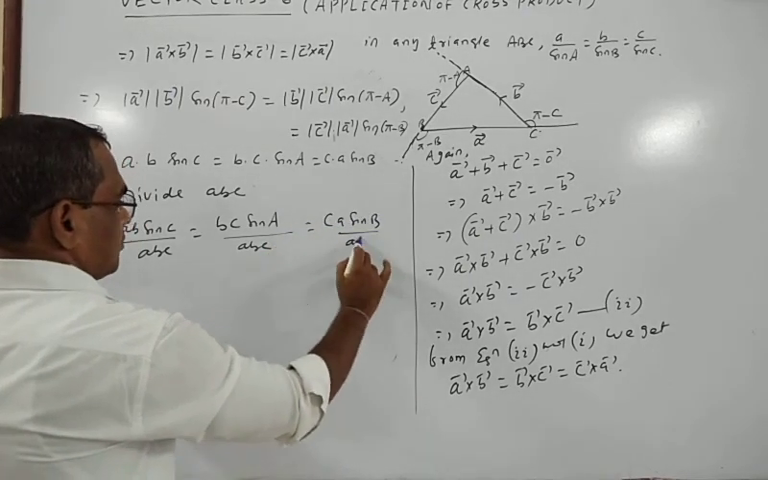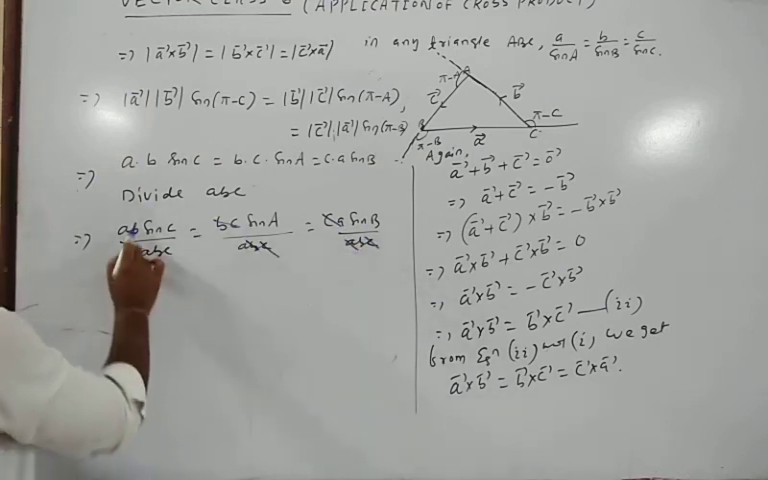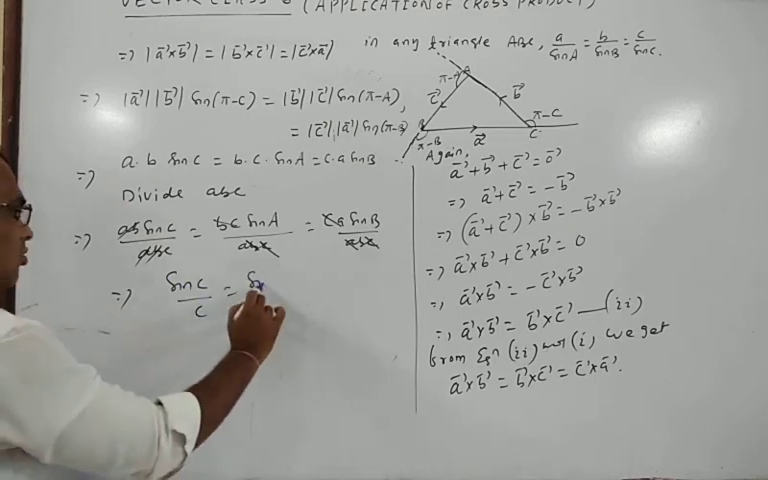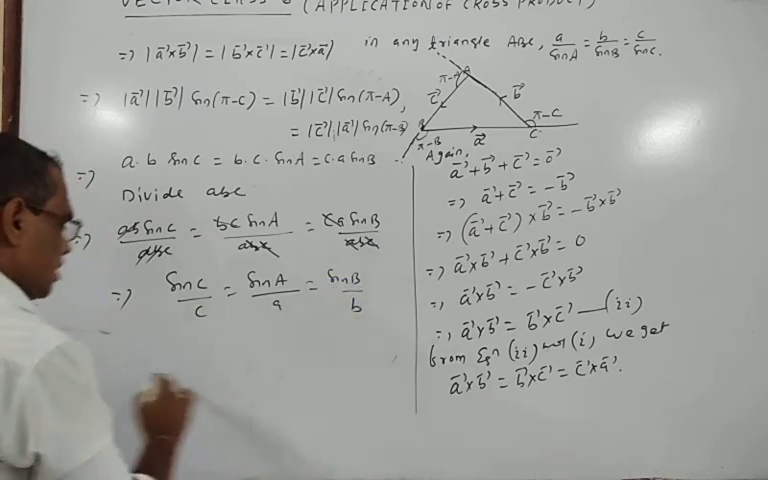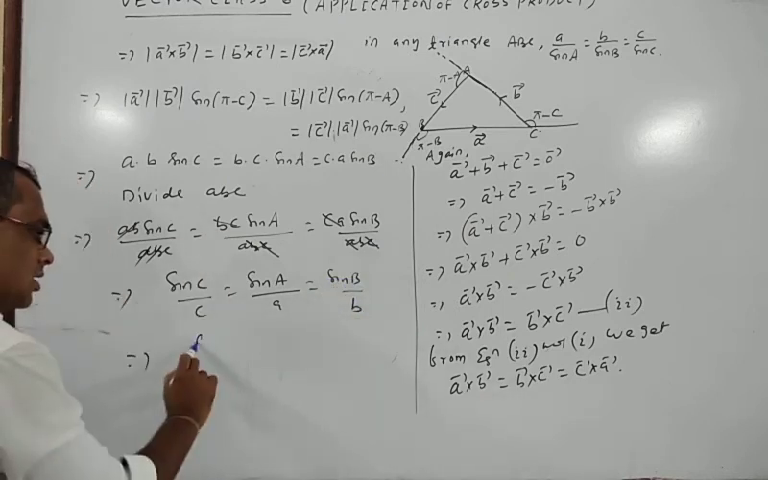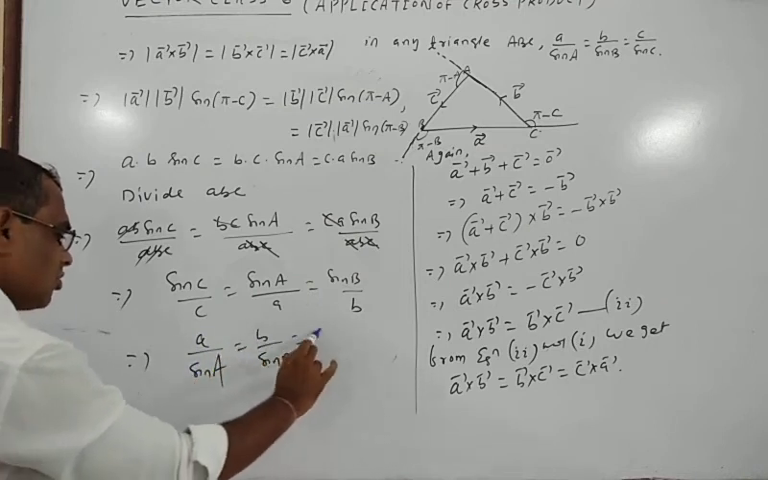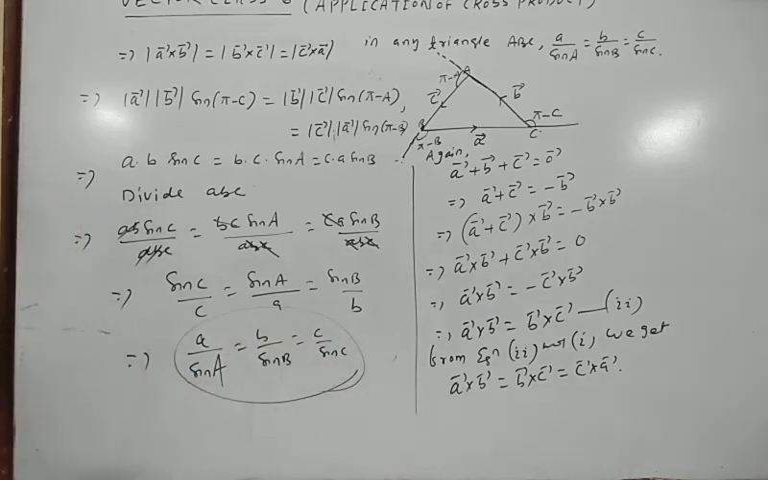So ca cancels, bc cancels, ab cancels. That implies sin C by c is equal to sin A by a is equal to sin B by b. That implies taking the reciprocal, a by sin A is equal to b by sin B is equal to c by sin C. So this is known as the sine law. Okay. We read this in first year, properties of a triangle in trigonometry. So this is the proof of the sine law by the vector method.